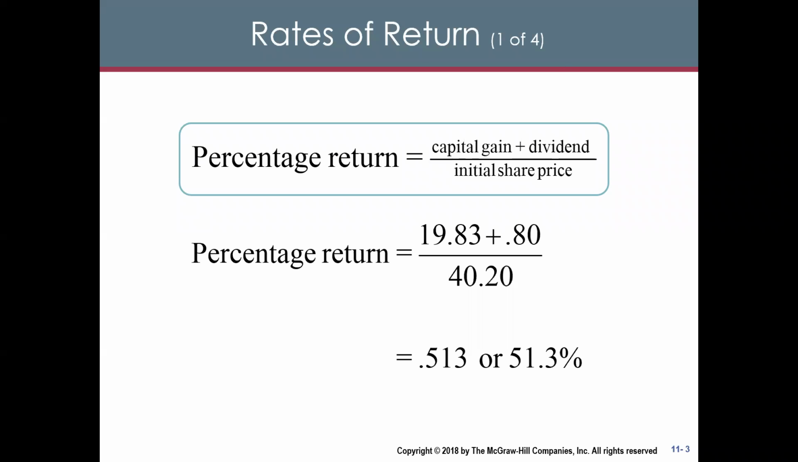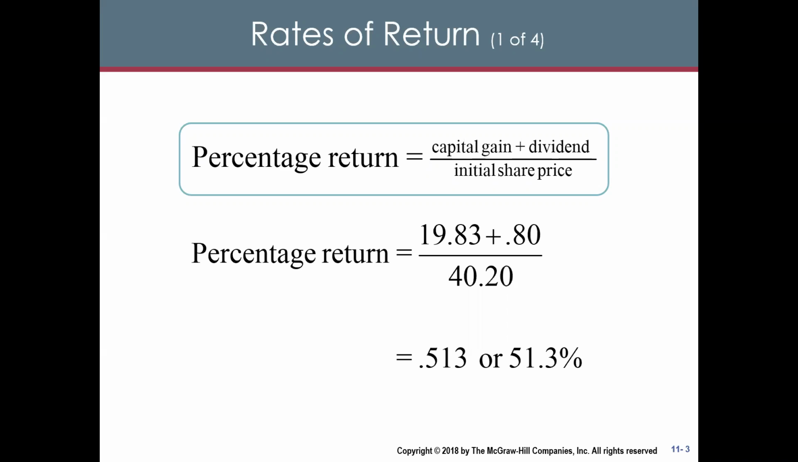This video is going to be the first part of Chapter 11, which is the introduction to risk, return, and the cost of capital. So first, let's quickly review the rate of return. The formula for the rate of return is the capital gain plus the dividend, divided by the initial share price.